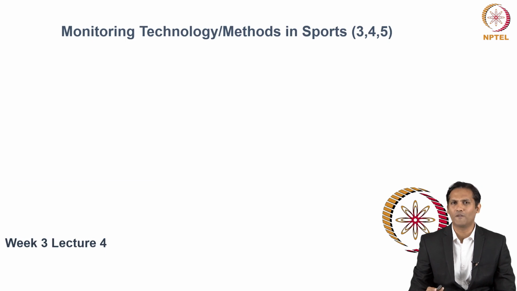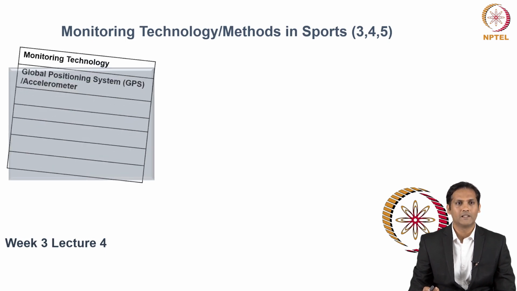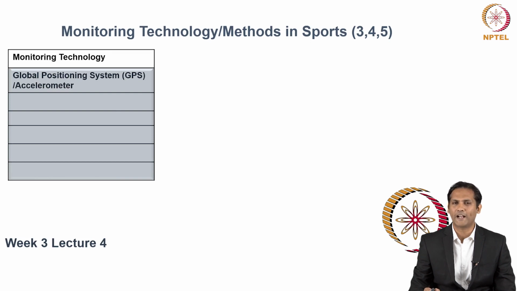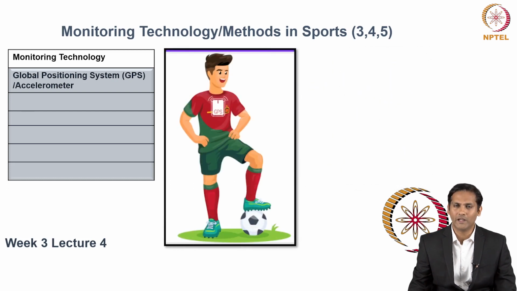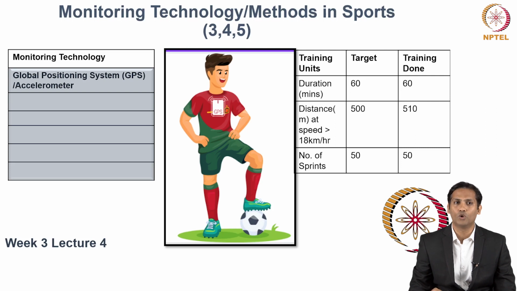Now let's explore a few of these methodologies and technologies, starting with the global positioning system or accelerometer. It's actually a device, just like a router or a Wi-Fi hub, which is placed on an athlete's training attire as shown in the image. When an athlete completes a sports training session or a physical training session like conditioning or a speed session, the ultimate outcome of the global positioning system reading would look like what is shown in the table.